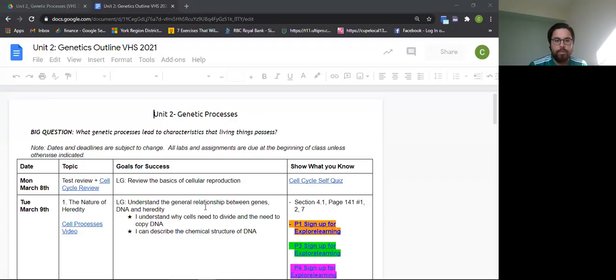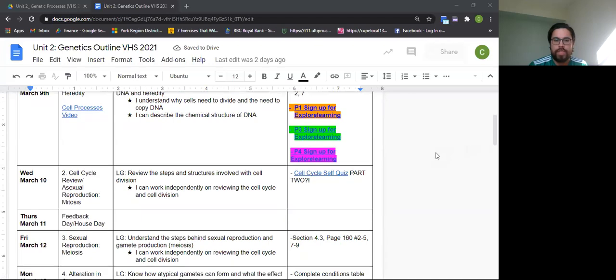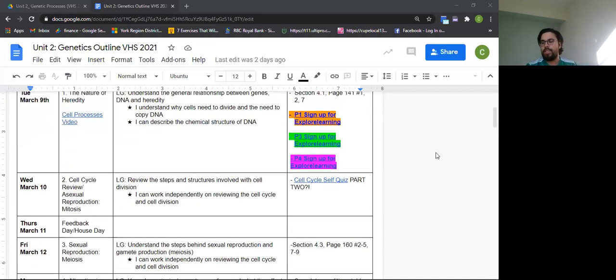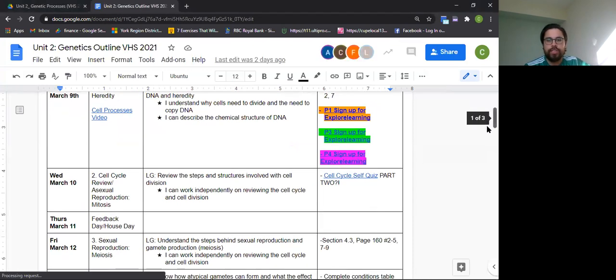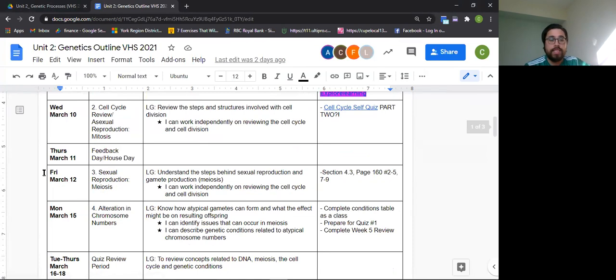So yesterday we looked at mitosis in a little bit more detail. We spent some time on that, with an application on Explore Learning to get a feel for it. Well, that was two days ago, sorry. Yesterday was our house day and feedback day. Today we are looking at sexual reproduction, and in order to look at sexual reproduction, we have to study the process that is called meiosis.